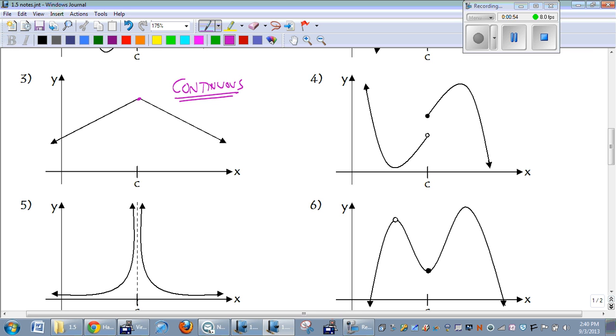For number 4, in this one, does f of c exist? If we put c in, do we get a point out? Yep, this point right here. That's f of c. So f of c exists. Now we need to look, does the limit exist? So as we approach c from the left, and as we approach c from the right, do we get the same y value? Are we approaching the same y value? No, it's 2 different y values. So this is discontinuous.